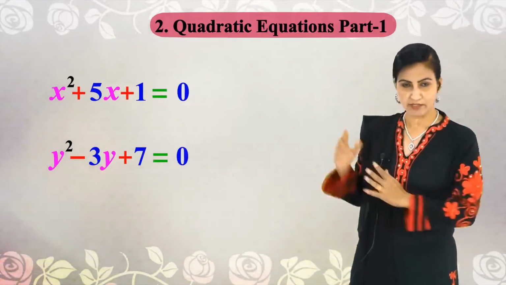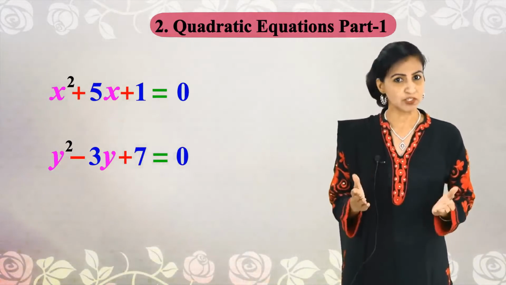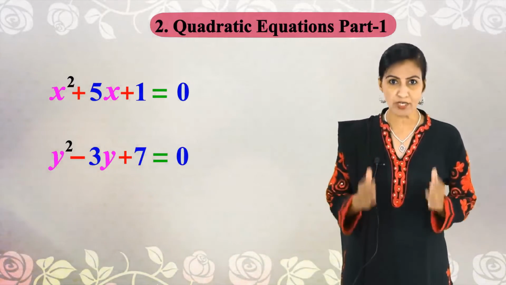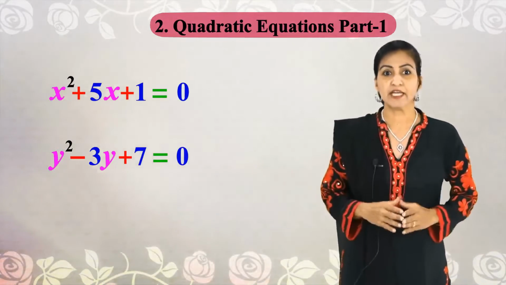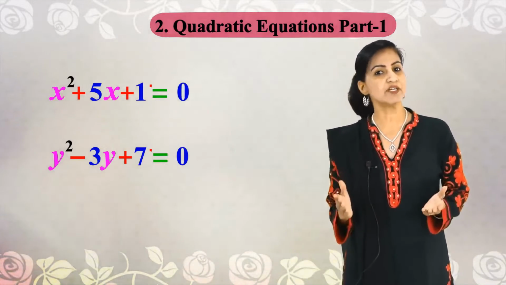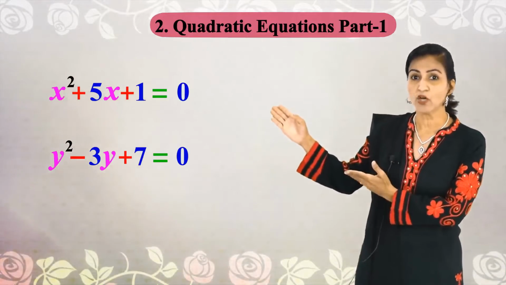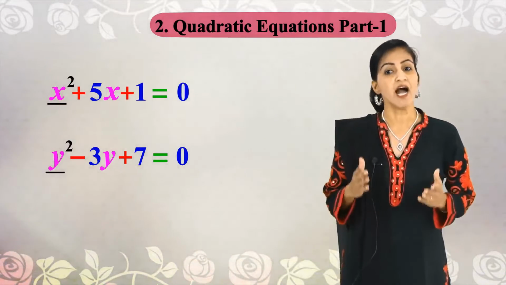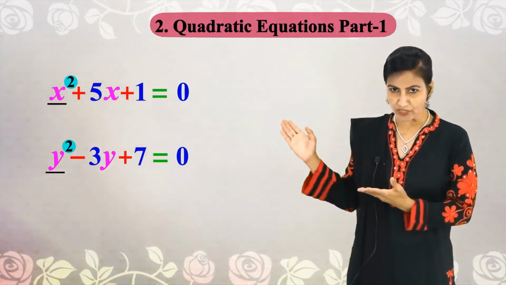Now see these statements. x square plus 5x plus 1 is equal to 0. y square minus 3y plus 7 is equal to 0 are equations because the variables x and y are used here. Simultaneously, equal to sign is also present in equation. Here students, by using a variable, two different equations are formed. Observe the equation. What is the degree of the given polynomial here? Degree means highest power of the polynomial. Hence, the degree of given polynomial is 2.